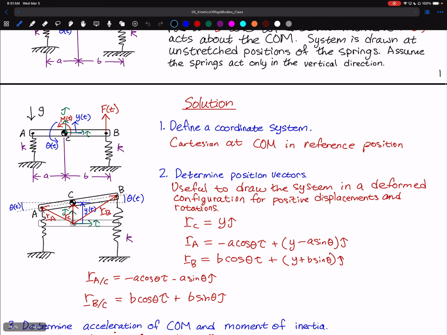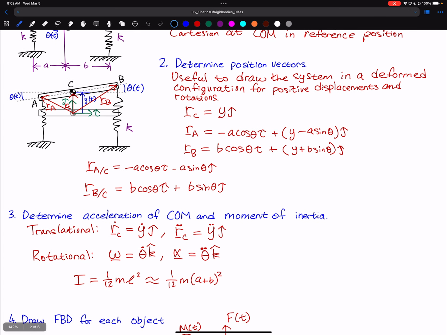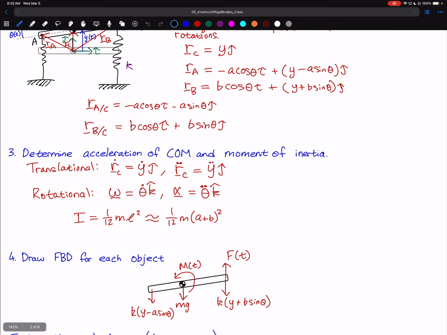So we start off with defining our Cartesian coordinate system. We put that at the center of mass for the undeformed configuration as shown here. We then went and drew a second version of this where the system is deformed, and then defined position vectors from there. We defined several relative position vectors as well that we'll use for calculating moments. We then went and determined the acceleration of the center of mass and the moment of inertia. We're dealing with rigid bodies moving in a plane here, so the angular velocity and angular acceleration are always as defined and shown here.